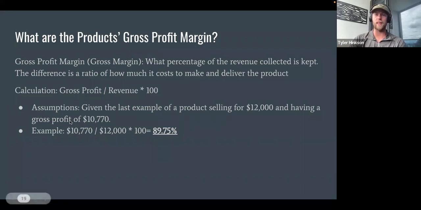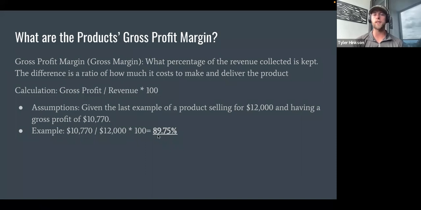And so I think really an example will help. The calculation for that is we're going to take the gross profit, divide it by the revenue, and multiply that by 100 in order to get into percentage format. So let's take the same example. Product selling for $12,000, and it has a gross profit of $10,770. We're going to divide $10,770 by the revenue, $12,000, and multiply it by 100.